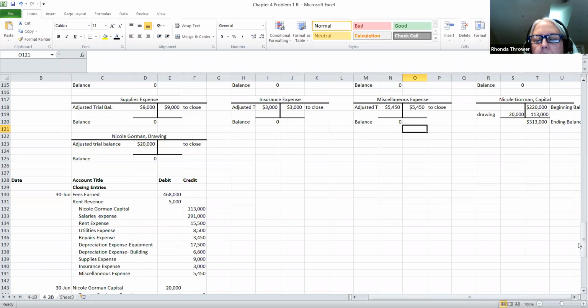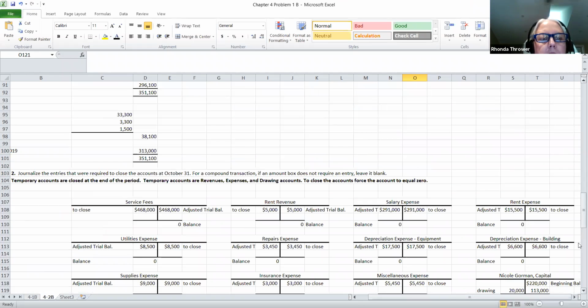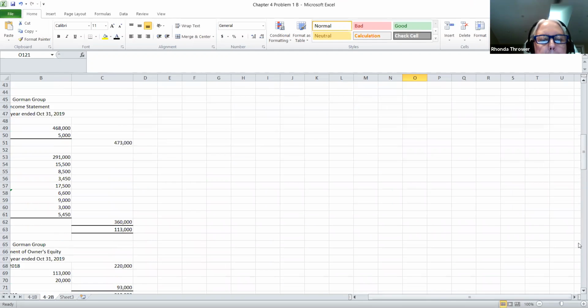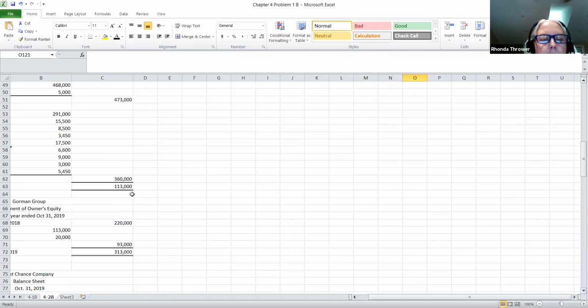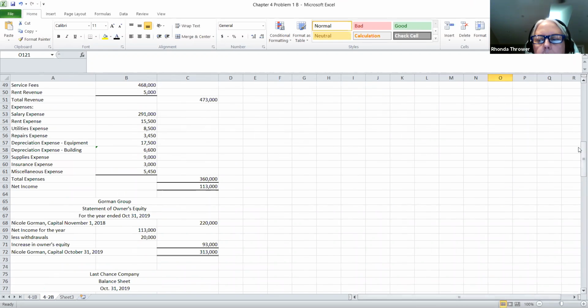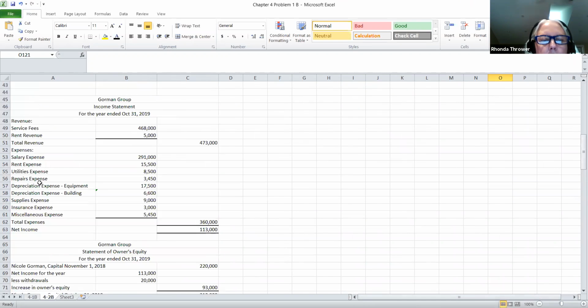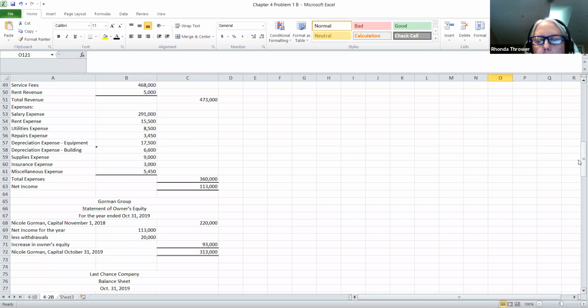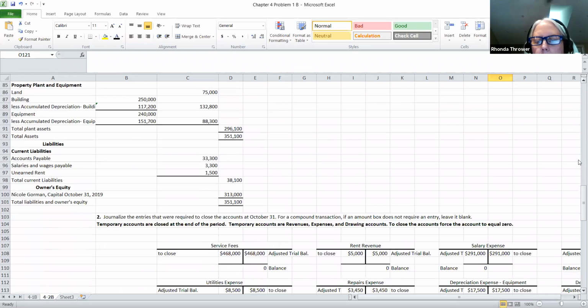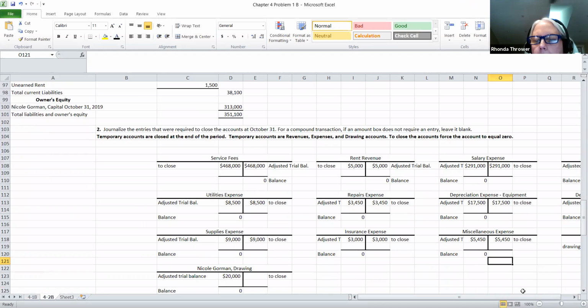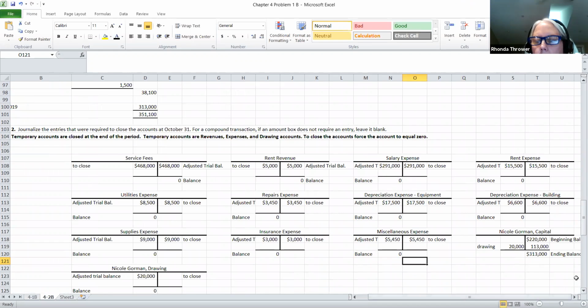But what happens when you find the difference between revenues and expenses? Your difference is 113,000. So here's your income statement. This is your difference, which is net income. And you'll remember that we said that net income adds to our capital. So what we have to do is credit the capital for 113, which is for our net income.